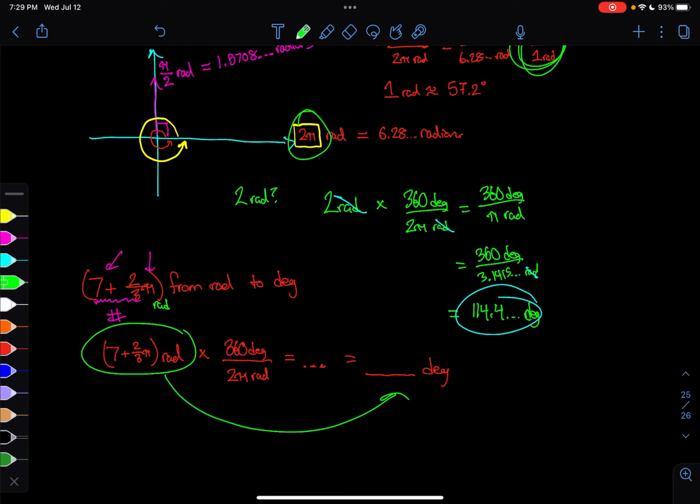Pi is a number. Pi is 3.14159265. So that's how many radians we're going to have.